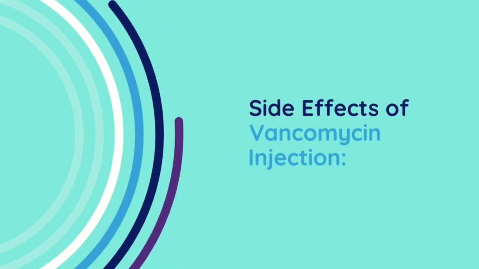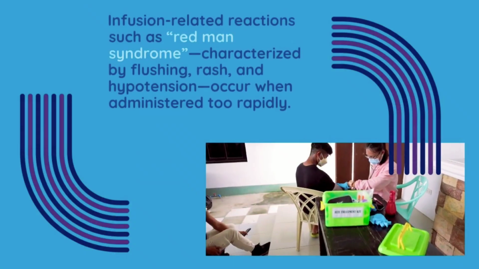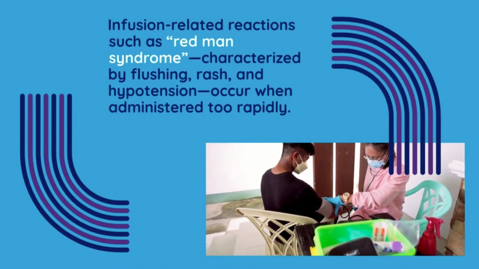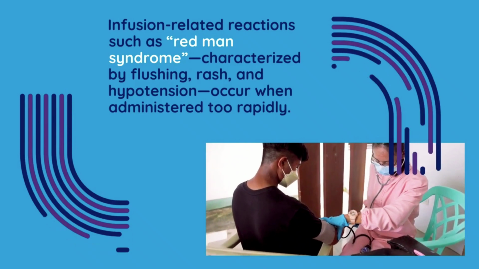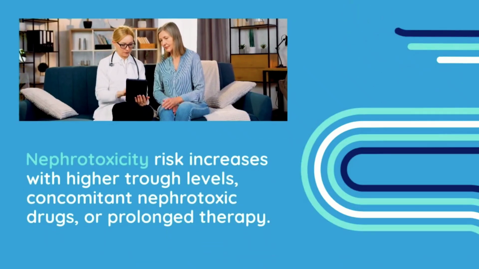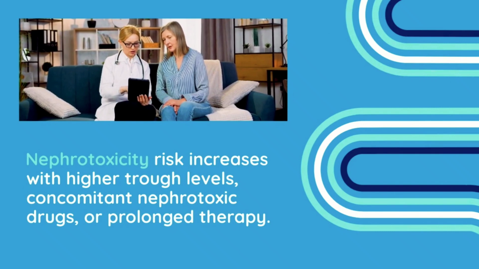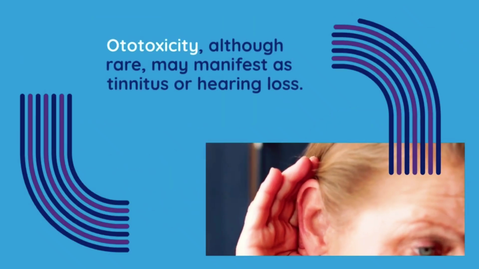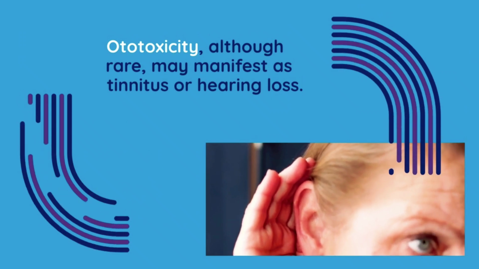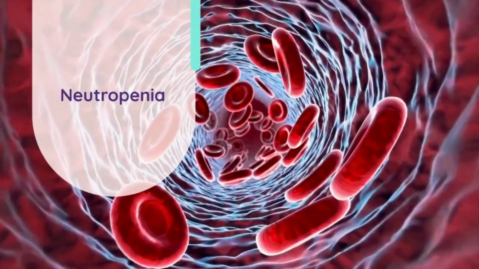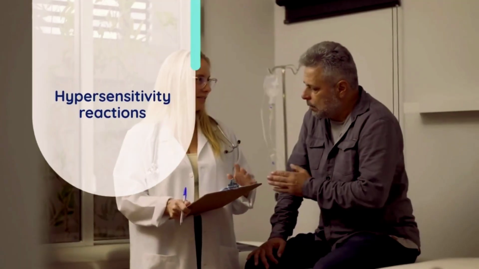Next, side effects of Vancomycin injection. Infusion-related reactions such as red man syndrome, characterized by flushing, rash, and hypotension, occur when administered too rapidly. Nephrotoxicity risk increases with higher trough levels, concomitant nephrotoxic drugs, or prolonged therapy. Ototoxicity, although rare, may manifest as tinnitus or hearing loss. Other adverse events include phlebitis, neutropenia, thrombocytopenia, and hypersensitivity reactions.